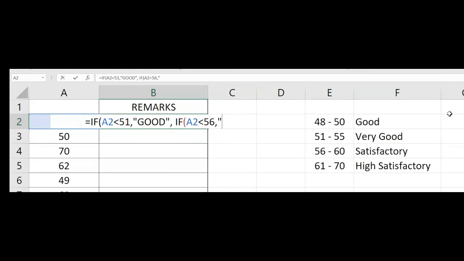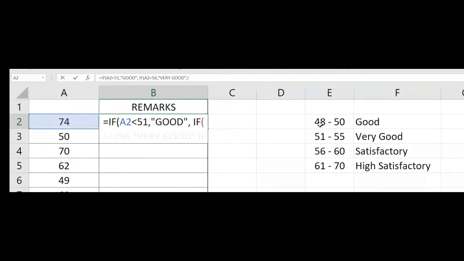Ano na kaya ang remarks ang ilalagay natin ngayon? Kapag lower than 56 yung score, anong remarks po ang ilalagay natin? Satisfactory. Pag lower than 56, ito. Ay, very good pala. Sorry po. Very good. Okay, so tama. So, very good siya. Okay? Eh, meron pang isa. Lower than 61 dapat.